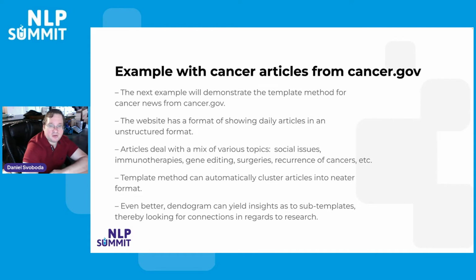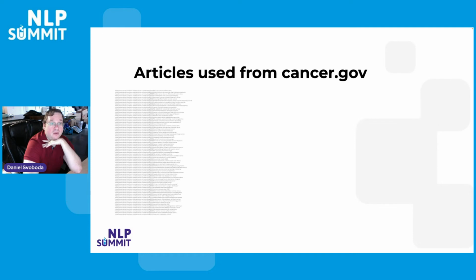Even better, these dendrograms can yield insights to slot filling subtemplates. So researchers who are looking for new insights into their research or interested in a very fine topic can use this dendrogram method in order to automatically classify articles into finer templates. So here is a list of articles that I used. I used 75. Apologies that it's a little bit too small to read, obviously.